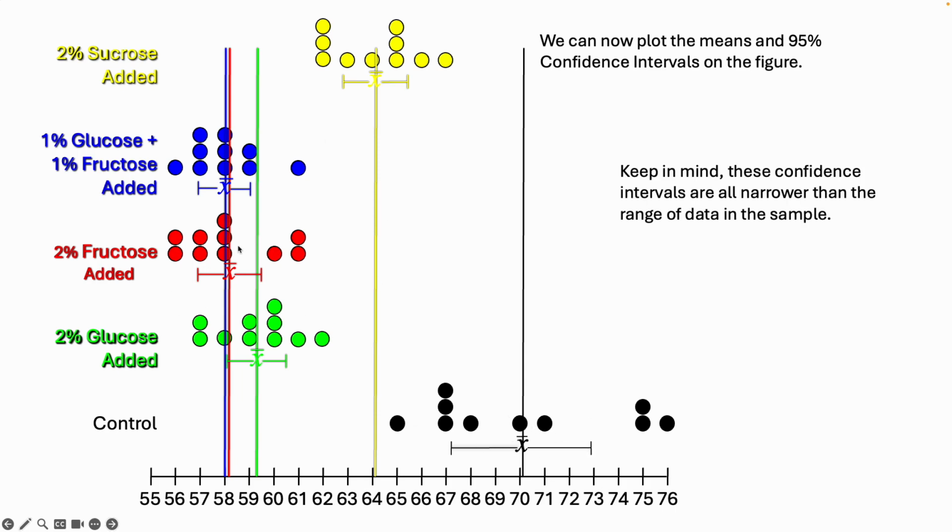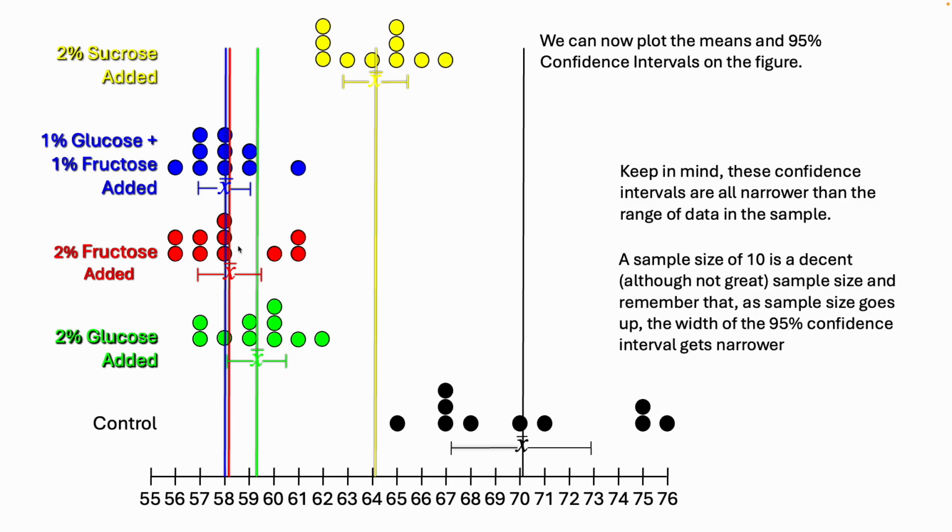And so these confidence intervals are all narrower than the range of data in the sample because the 95% confidence interval doesn't tell you about the sample. The 95% confidence interval tells you about the distribution of sample means. And because we have a sample size of 10, that's not a great sample size, but it's way better than a sample size of 2. And so, once again, as the sample size gets bigger, the confidence interval gets narrower because you have a better and better estimate of the mean.